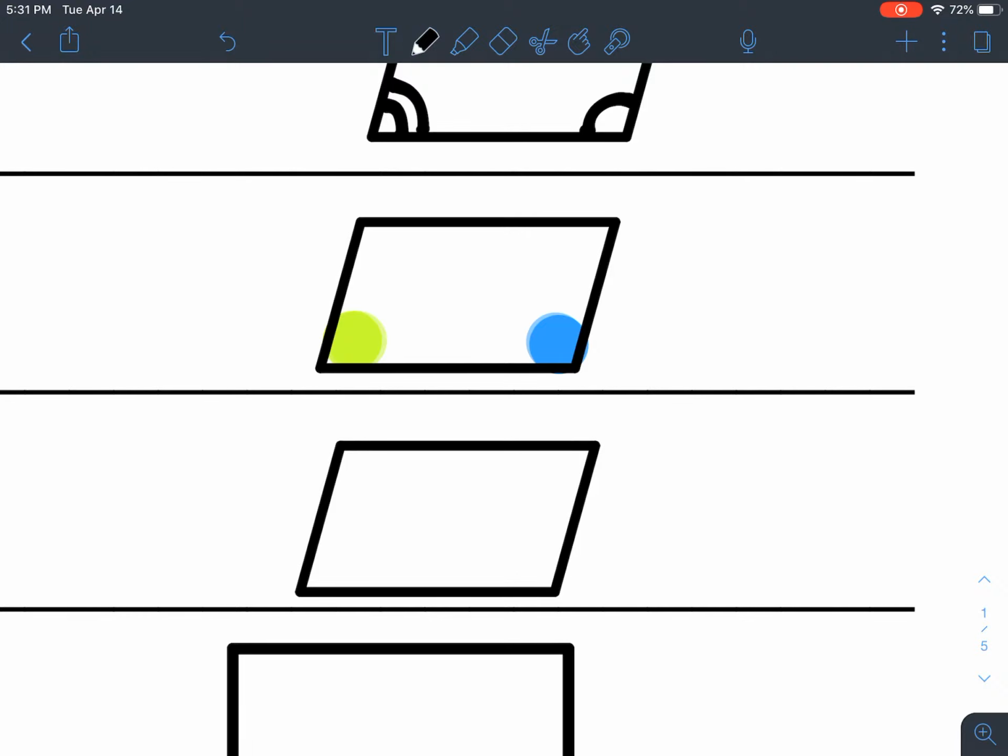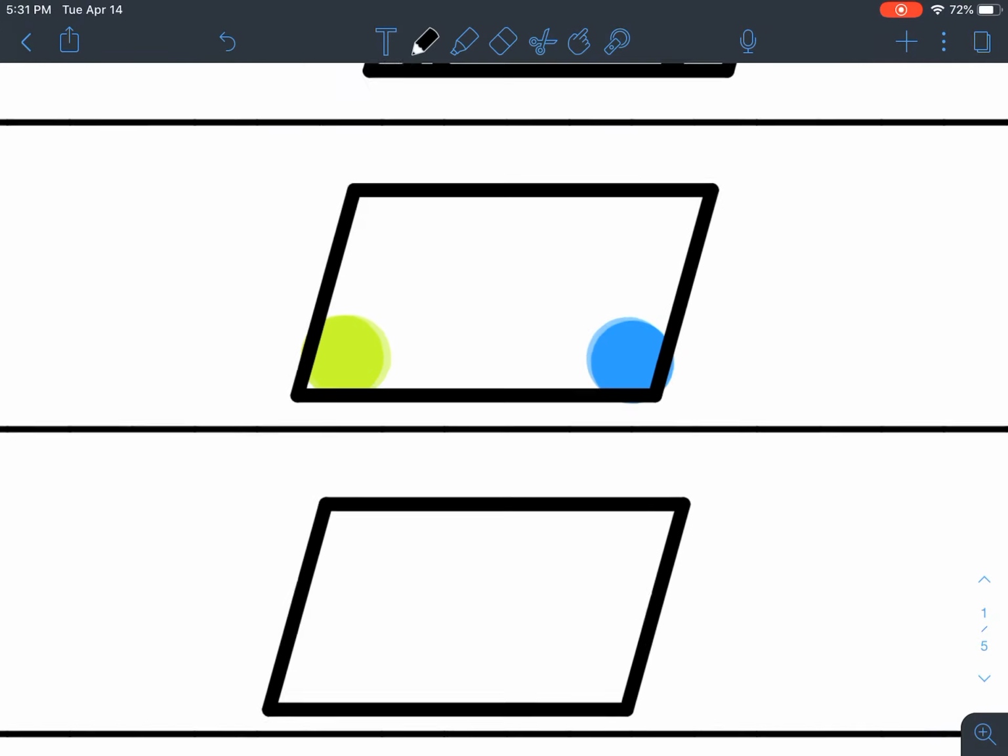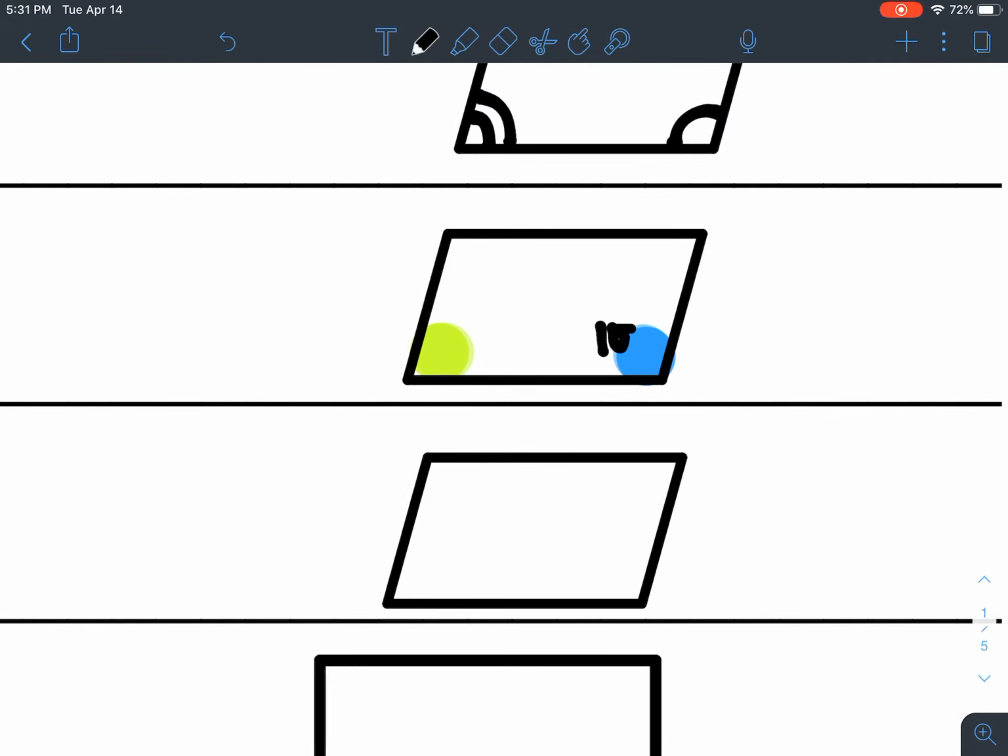Let's give an example. Let's say that this blue angle right here is 100 degrees. If that blue angle is 100 degrees, what does that mean about the green angle? Well, that green angle has to be supplementary to the 100 degrees, which means that this has to be 80 degrees.